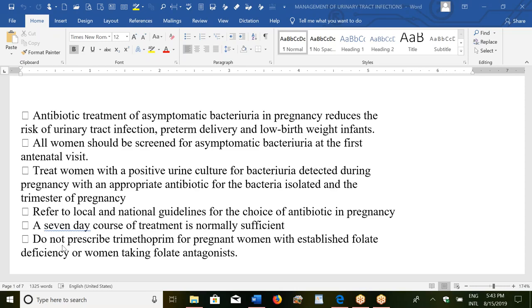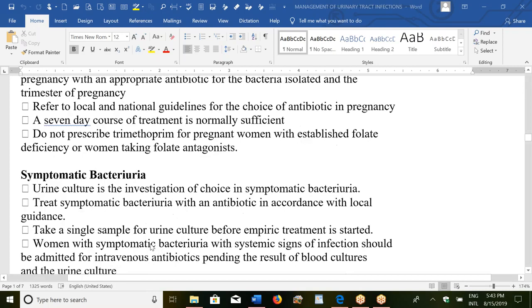Remember, don't prescribe trimethoprim for pregnant women with established folate deficiency or women taking folate antagonists. If you are giving nitrofurantoin, you should not give it in the 3rd trimester also, because it can cause jaundice in the baby. The second condition is when your patient has symptomatic bacteriuria. Urine culture is the investigation of choice in symptomatic bacteriuria.